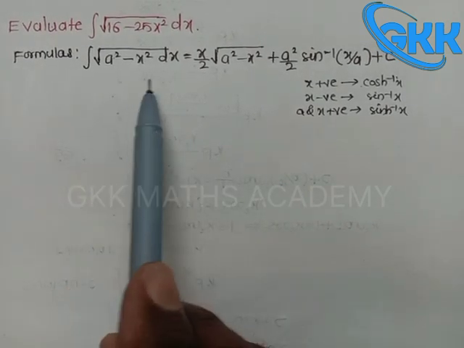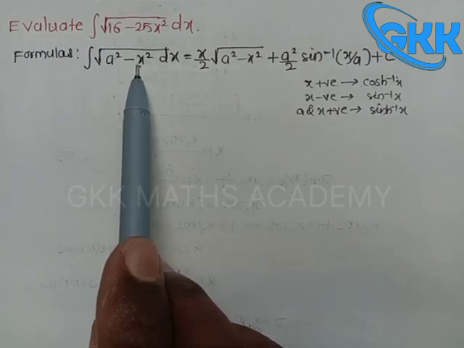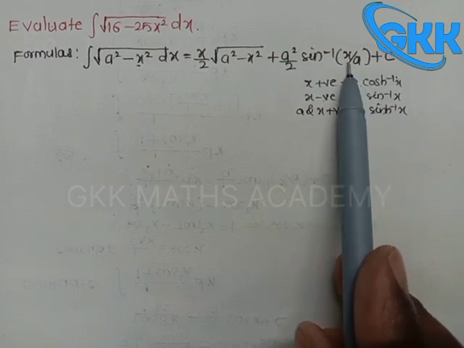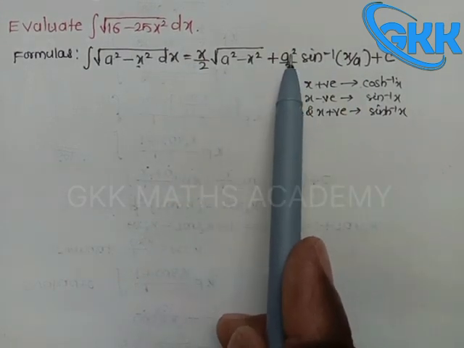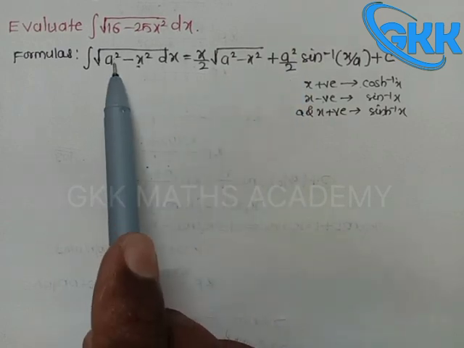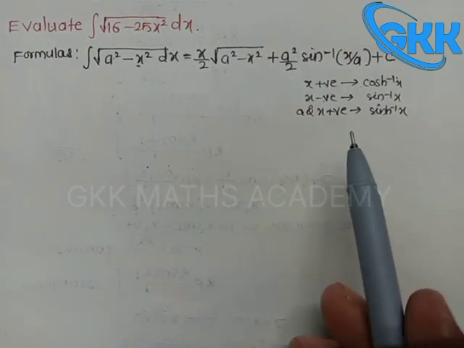Clear? So see here, is x negative or positive? Negative. With x negative, it is sine inverse. The remaining is half of the a square, and as it is, a square minus x square. I used to remember it like this.